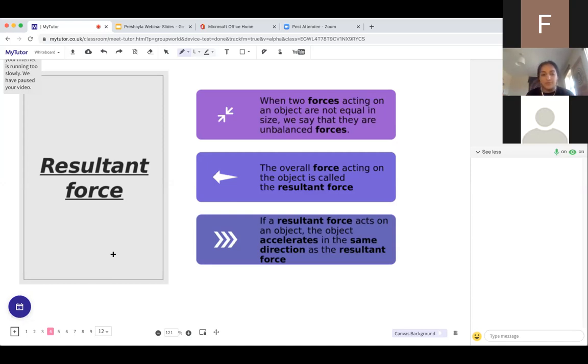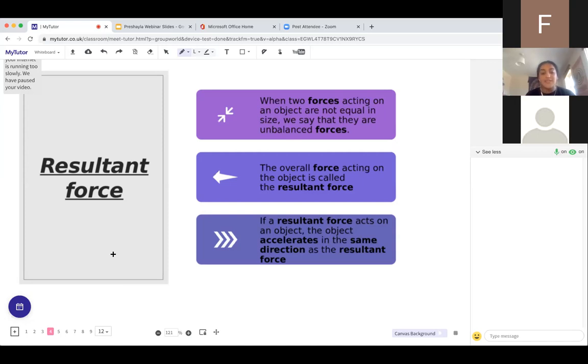Now, if a resultant force acts on an object, the object accelerates in the same direction as the resultant force. So let's say we've got a box and we've got two kind of ropes attached to either side of the box. So our box is here, we've got a rope attached to this side and a rope attached to this side. Now we pull really hard on this side to bring the box forwards. Okay, that is the direction of our resultant force. It's the bigger force, it's the overall force. It's much bigger than the resistive force. So we pull it. That is the direction of the resultant force.